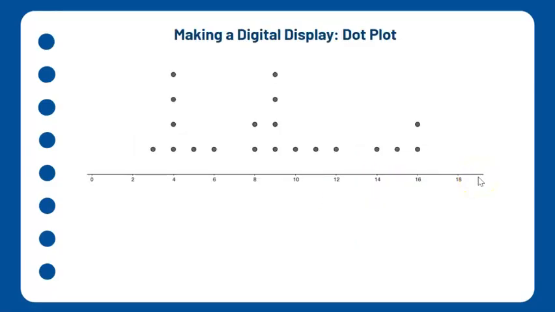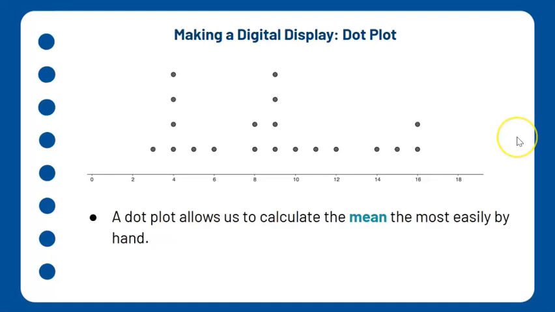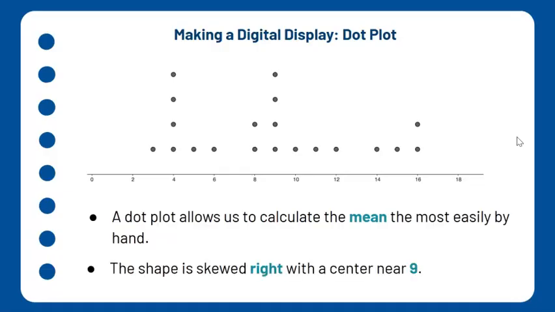Here's a dot plot for the library dataset. The dot plot shows all the values, but no measures of center or variability directly. However, compared to a box plot and a histogram, the dot plot allows us to calculate the mean the most easily by hand. As we learned in the previous video, calculating the mean by hand is not required at this point in our study of statistics, as we can use technology to calculate many statistics for us. The dot plot displays the same data as the histogram shown previously. The shape of the dot plot can also be described as skewing to the right, with a center around 9.